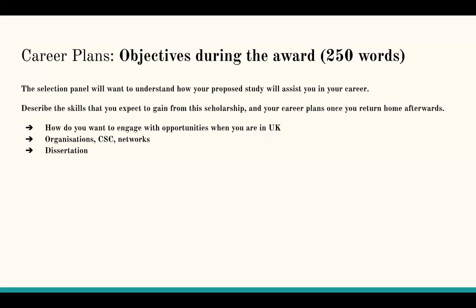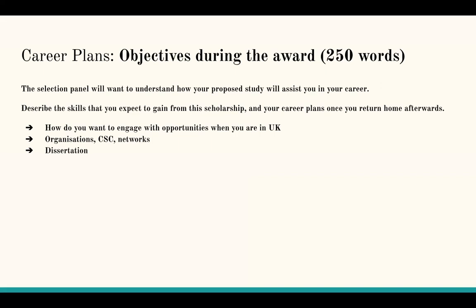The next is the career plans. When it comes to the career plans, the first essay is about objectives during the award. They're quite clear about it. It's 250 words. Surprisingly, this is one essay where I have seen a lot of applicants and myself struggle to fill in the words, because they're asking us to tell what you're planning to do during the award, and there's not a lot you can tell sometimes, because it's hard to imagine what all things you can do.